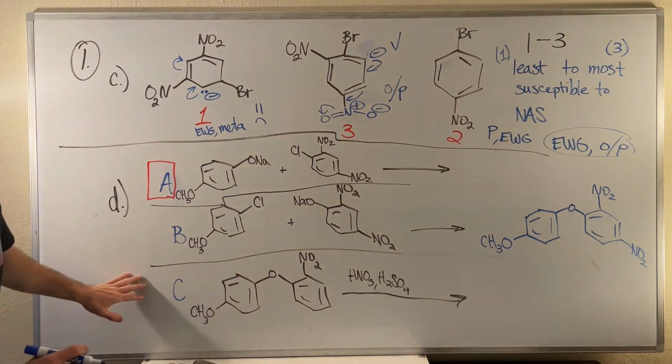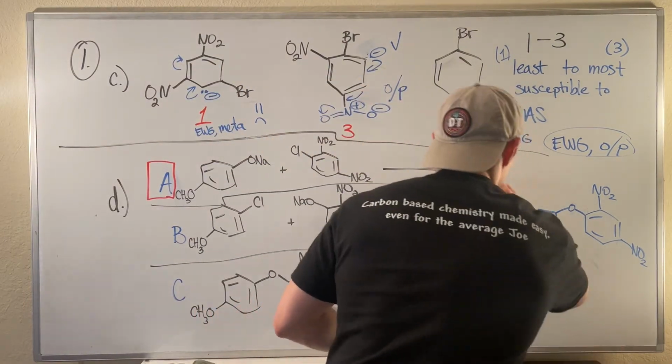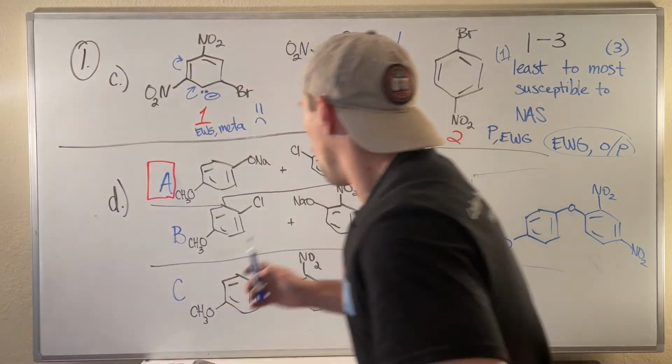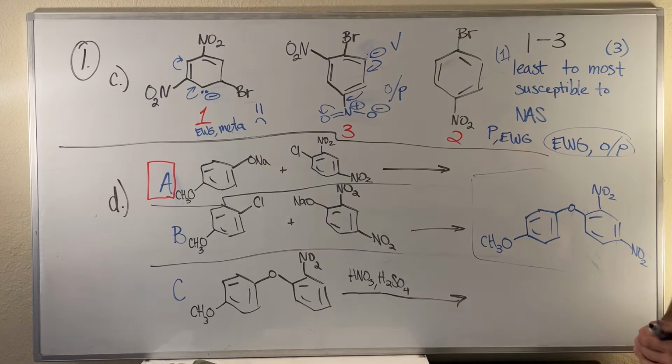Okay, now moving down to D. I gave you a target molecule over here, and I gave you 3 potential reactions and asked which one would be the best type of reaction to produce this molecule over here.